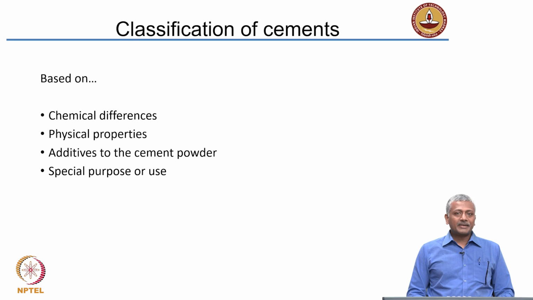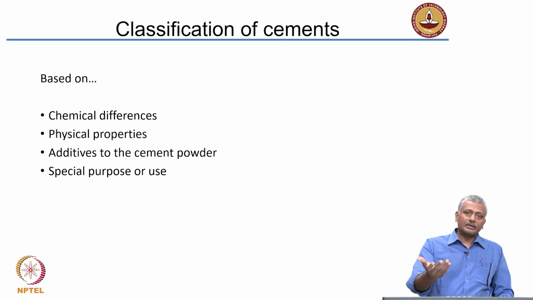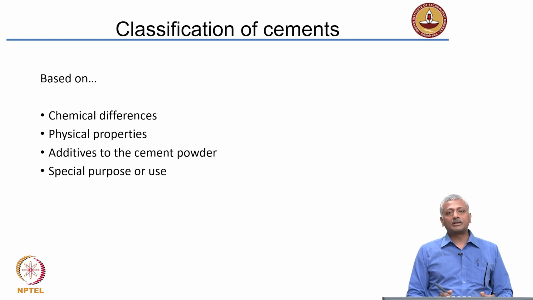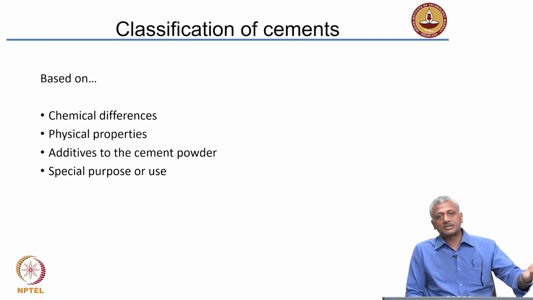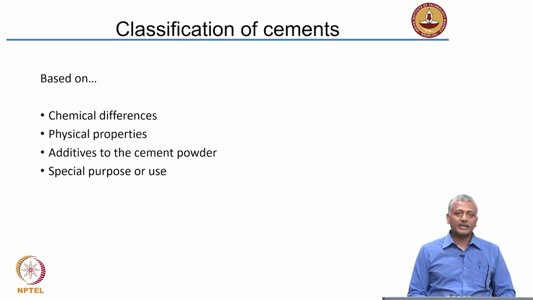Let's look at how cements can be classified. They sometimes are used in different applications. I already told you the example of using cement in a column in a high-rise building versus using the same cement in a dam. You need different characteristics for the applications.